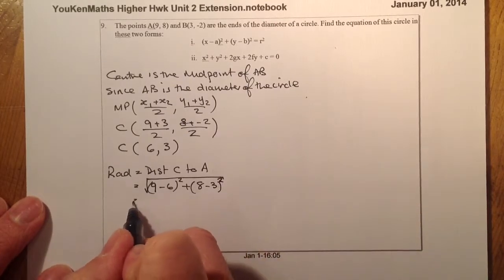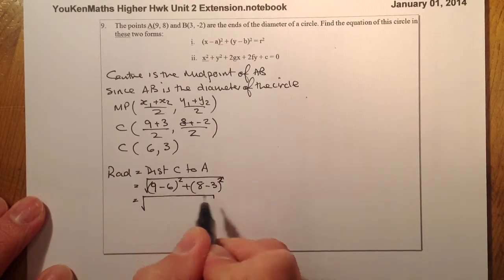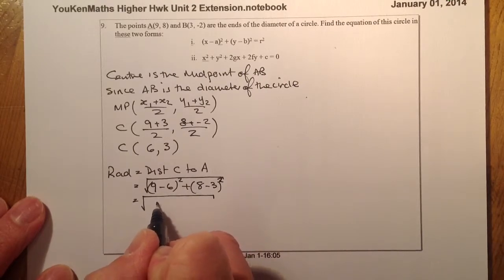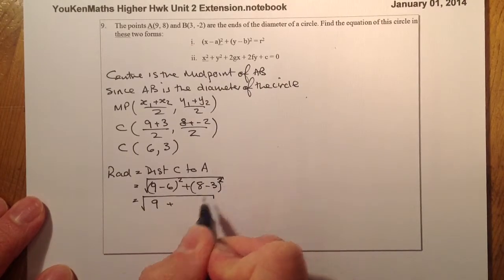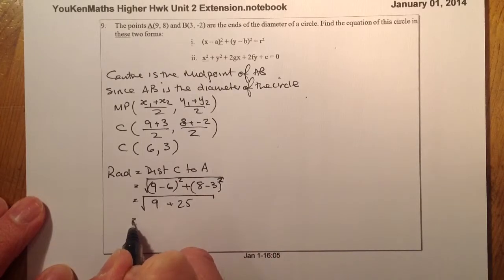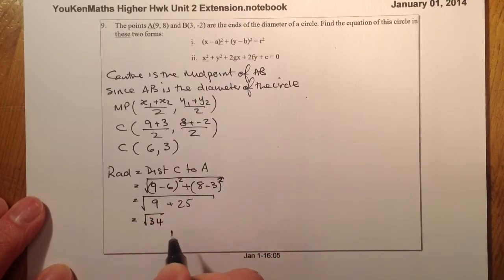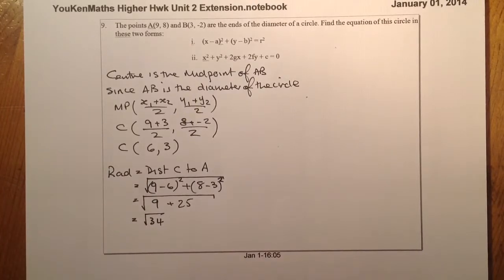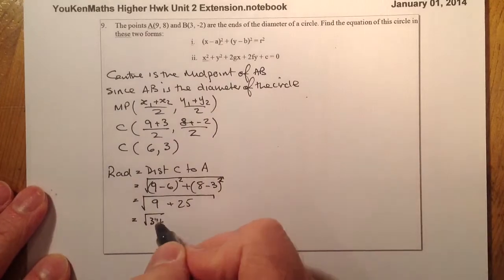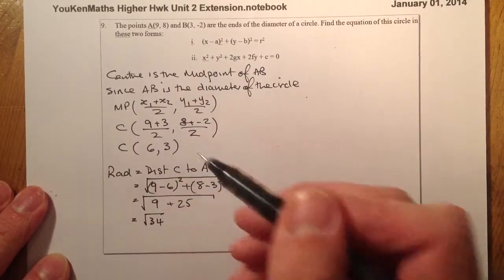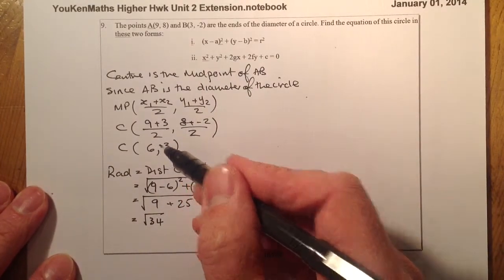Okay, so what I've got coming out of here, that's going to be 3 squared, which is 9, and 5 squared, which is 25, and if I add them together, that gives me root 34. And that's my radius that I've worked out already. Right, let's go back up to the top. So we've got the radius, we've got the centre of the circle.